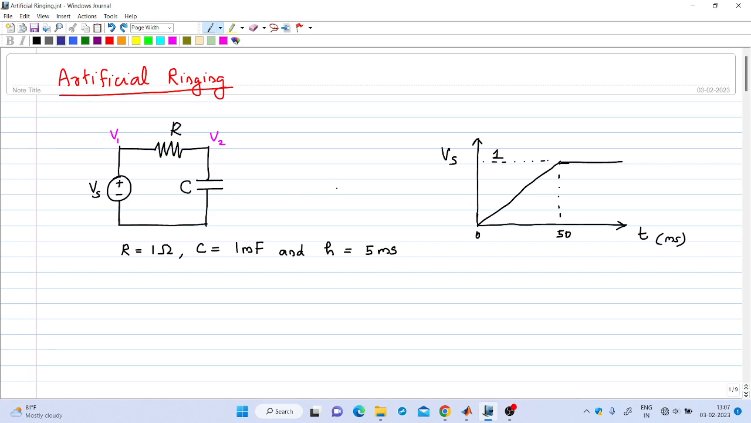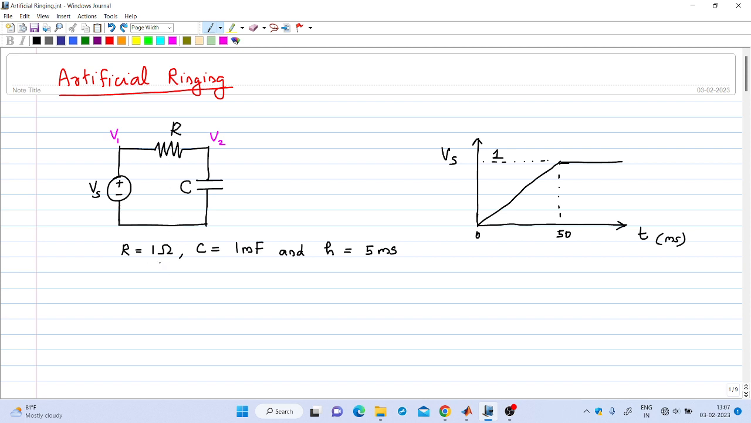In this video, we will see what is artificial ringing in numerical solution of electrical circuits. We will explain this concept with the help of an example. So consider this simple circuit consisting of a voltage source Vs, resistance R and a capacitance C. The values are given here.